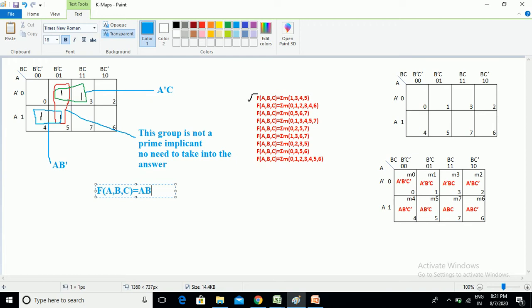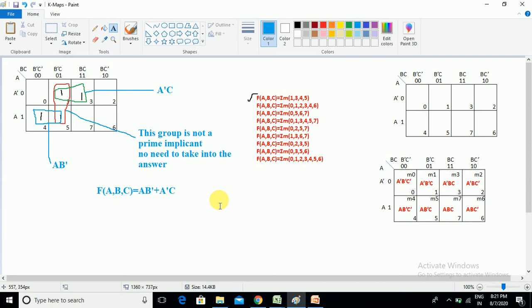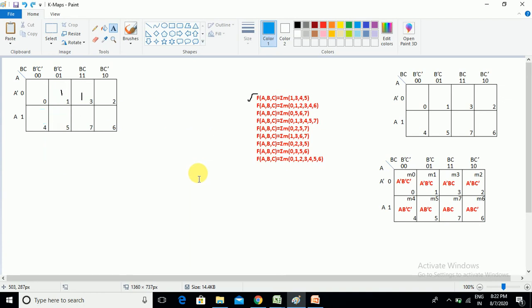A B dash plus A dash C. This is the answer for the given question. Okay, so let us move to the next question. I think you understand which one is a prime implicant and which one is not a prime implicant. Then let us go to the next example.